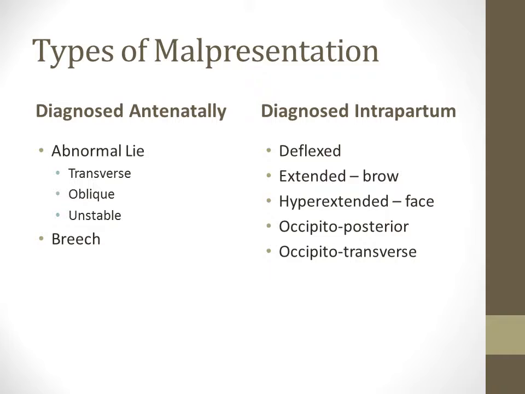Malpresentations such as transverse, oblique, unstable or breech are often diagnosed antenatally. However, up to 30% of breeches present undiagnosed in labour. At other times, the malpresentation only occurs or becomes apparent in labour. This includes brow, face, OP or OT presentations.